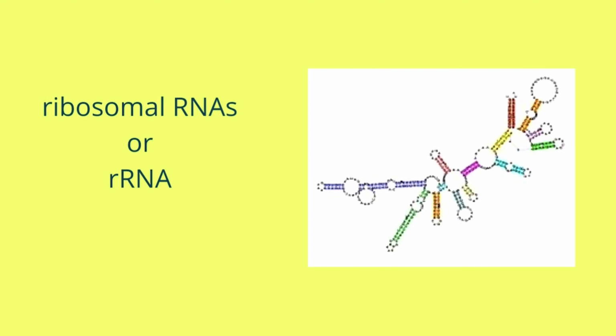Several ribosomes may be attached to a single mRNA at any time. Nearly all the rRNA found in a typical eukaryotic cell is rRNA.